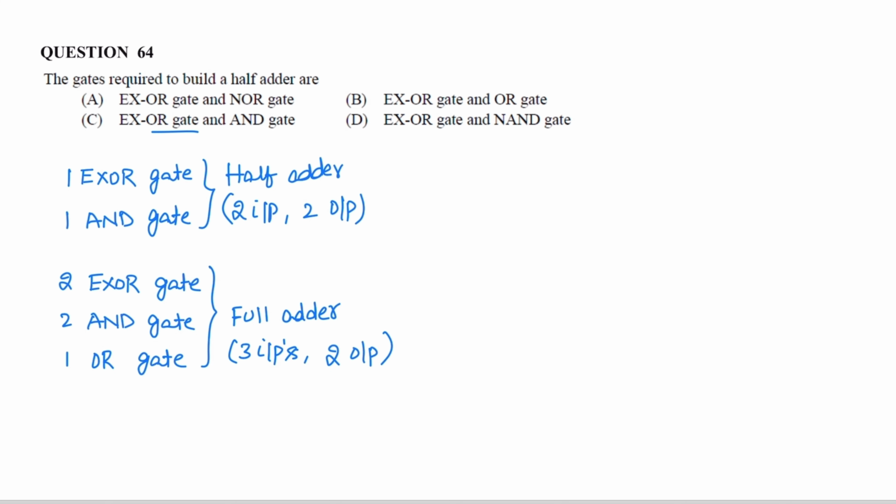Similarly, for a full adder, two XOR gates, two AND gates, and one OR gate are required. So a full adder is a combinational logic circuit with three inputs, and it produces two outputs, that is sum and carry.